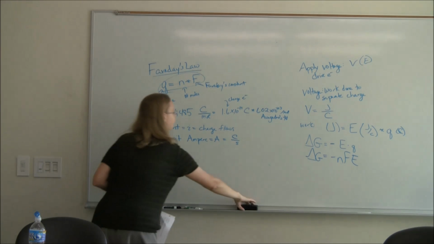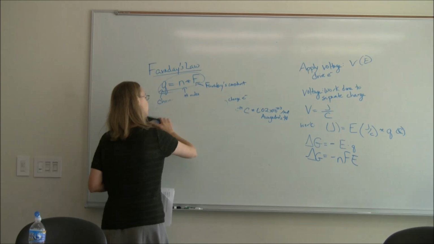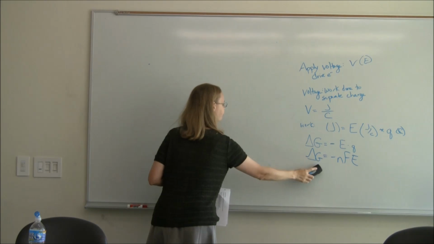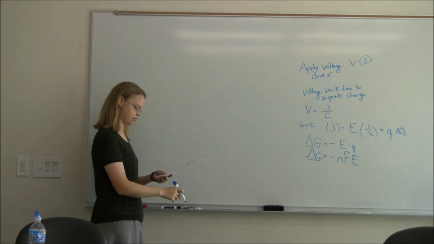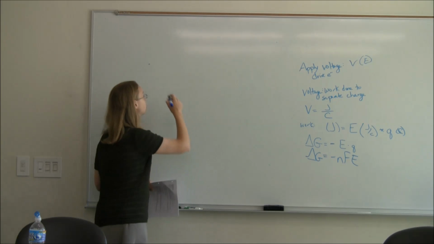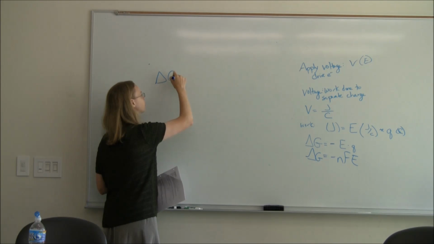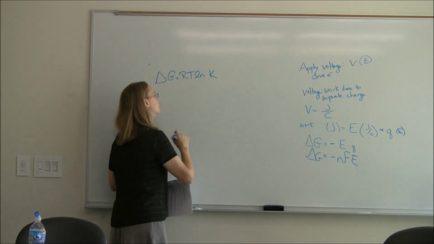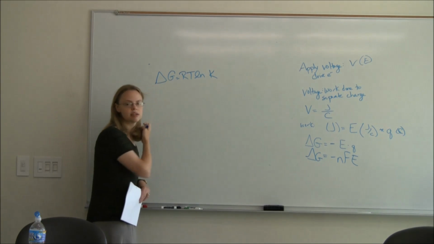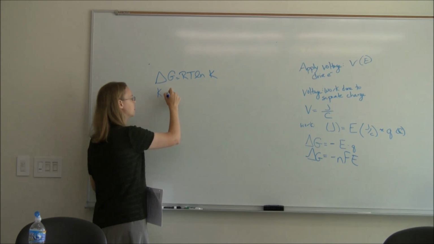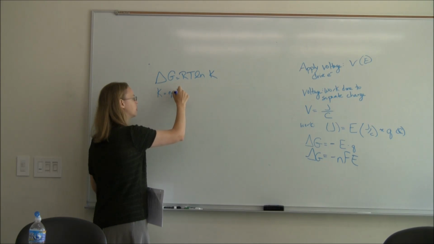Okay, so we have that definition of delta G, and that relates work to the amount of the potential that we apply. Let's go on to another definition of delta G. This one you probably already know. So that delta G is equal to RT times the natural log of K, right? Where K here is the equilibrium coefficient.